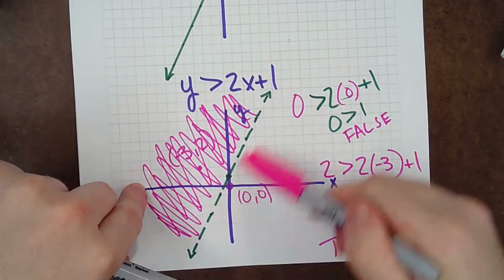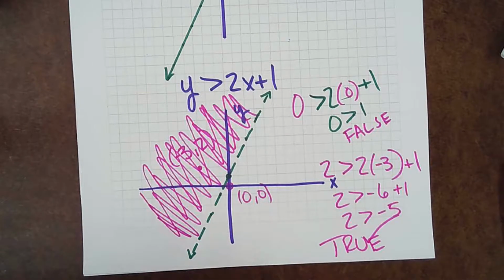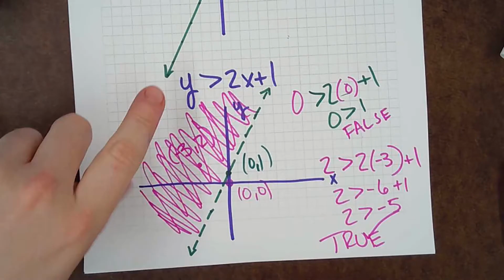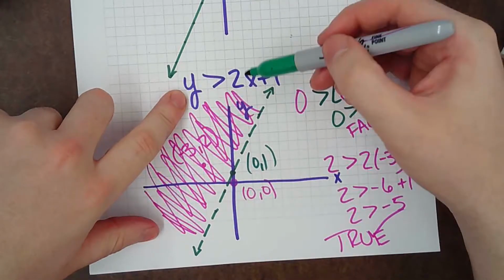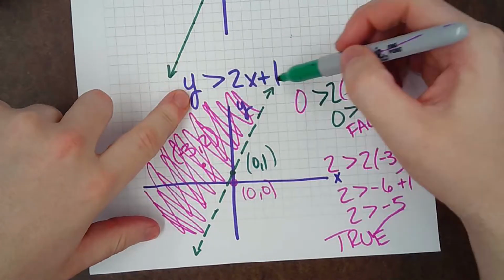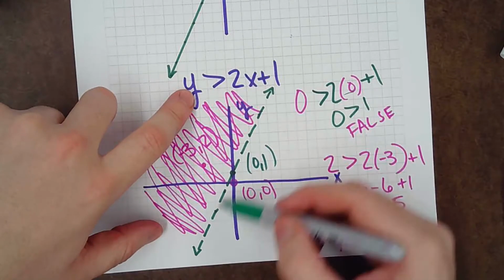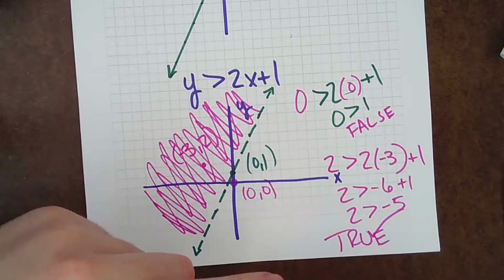Any point on this line would not work. So for instance, if I plugged in this point right here, which is our y-intercept, 0, 1. If I plugged in 1 for y and 0 for x, I would get 1 is greater than 1, which is not a true statement. So the line is not included here. That's why we have to dash it.